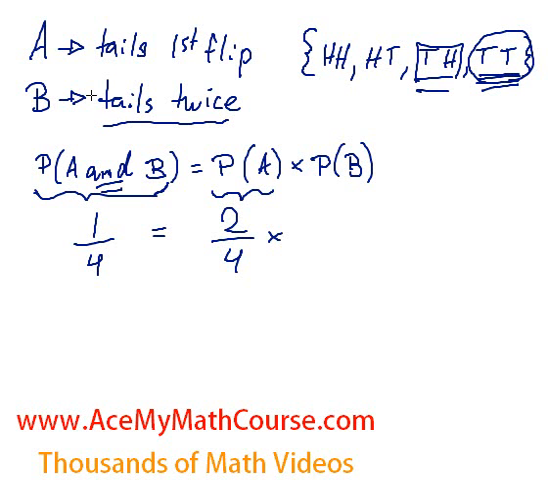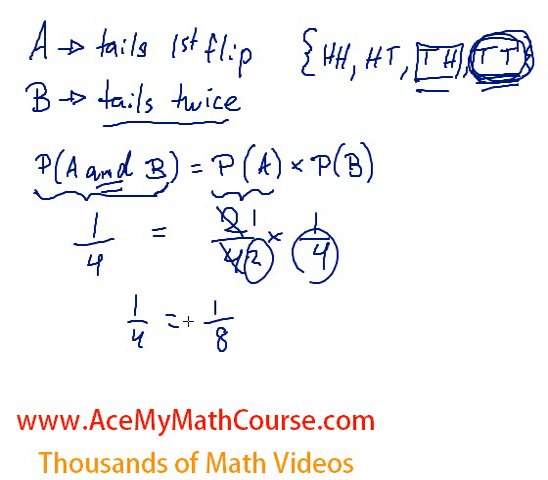Then finally, what is the probability of obtaining tails twice? Well, we can only obtain tails twice in one way out of 4 ways. Okay, so 2 out of 4 simplifies to 1 out of 2. 1/2 times a quarter. 1 times 1, 1. 2 times 4, 8. Oh, look at that. 1/4 is equal to 1 over 8? No.